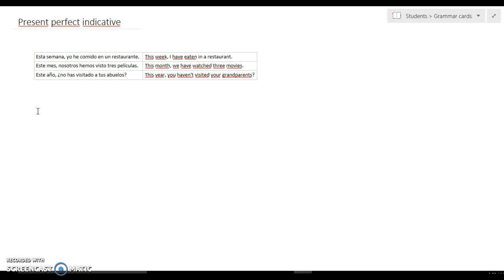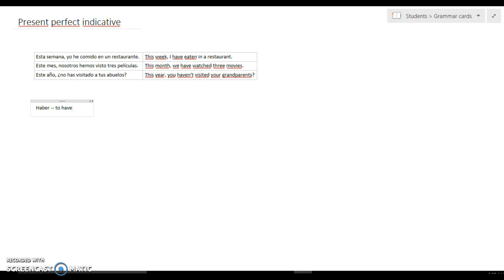How do you build these? How do you construct it? Well, everything is built off of the verb haber. And haber literally means to have. Okay, I know that you know tener means to have, but this is a different version of this verb. So you have to remember that haber also means to have.